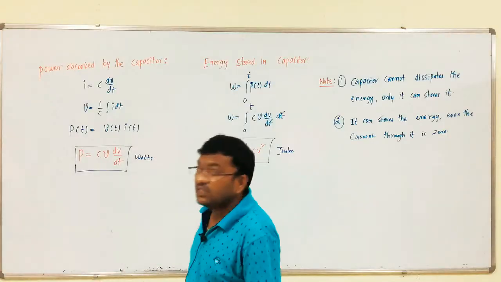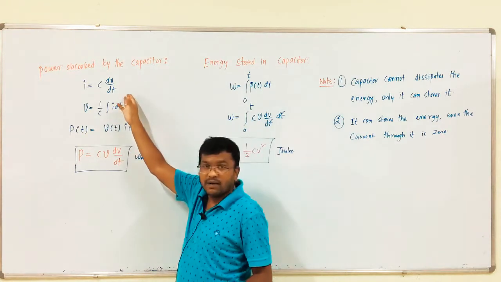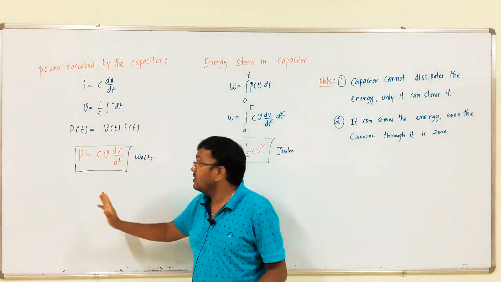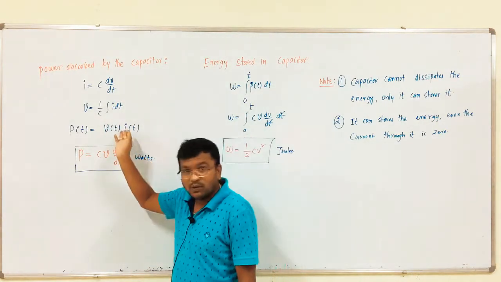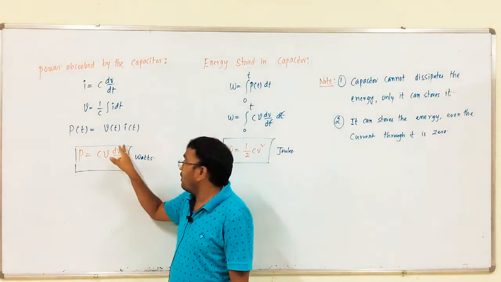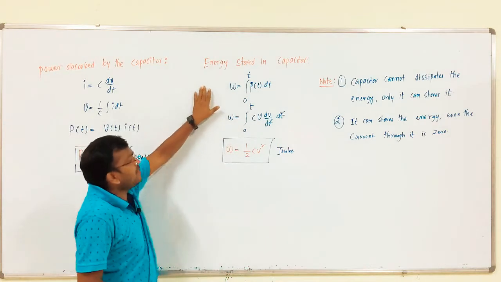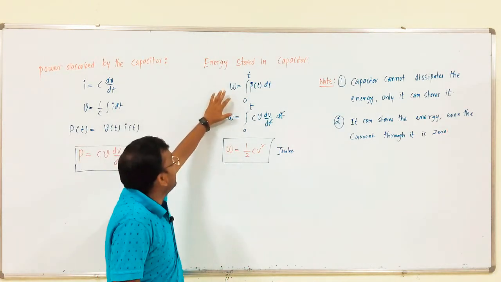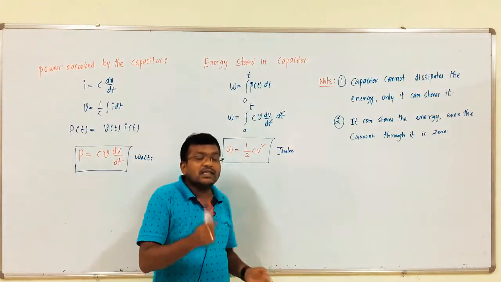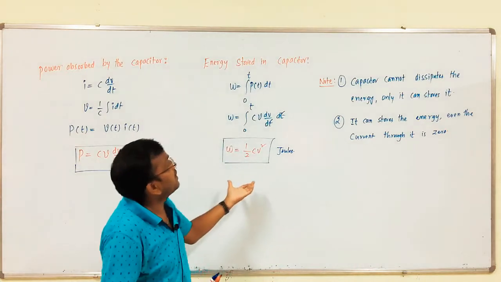Let us discuss the power absorbed by the capacitor, that is I is equal to C into dV by dt, we all know that. So, V is equal to 1 by C integral I dt. So, P of t is equal to V of t into I of t. So, from this P is equal to C into V, which is multiplied by dV by dt. Next, energy stored in capacitor, that is half CV square joules. In case of inductance we have half Li square, now it is half CV square.